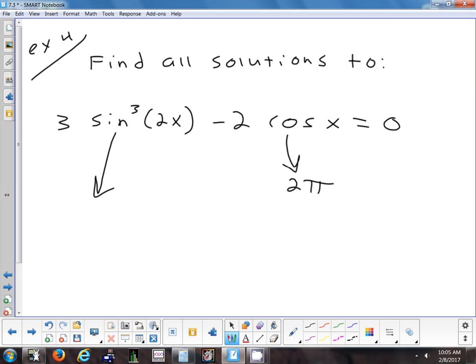Now, what's difficult about finding the period of this term? Two things make it difficult. Yes, it has a horizontal stretch. That alters the period, so we've got to take into account the 2. And there's something else that's changing the function. It has an exponent of 3, so cubing it also changes it.